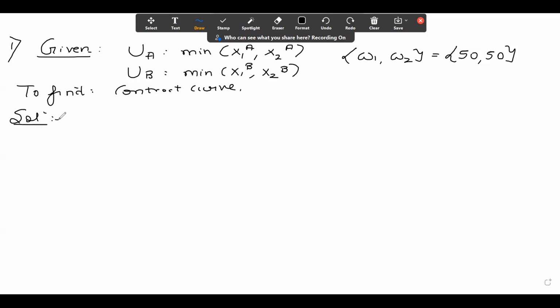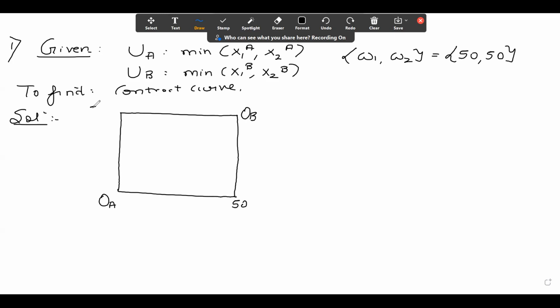First of all, let's draw the diagram. Our Edgeworth box is basically going to be a square. This is the origin of agent A. This is the origin of agent B. From A's side, this is 50, and this is 50. And if you turn your pages, from B's side also, this is 50. I will be using the red color for B, and the black color for A. From B's side also, this is 50 and 50 respectively.